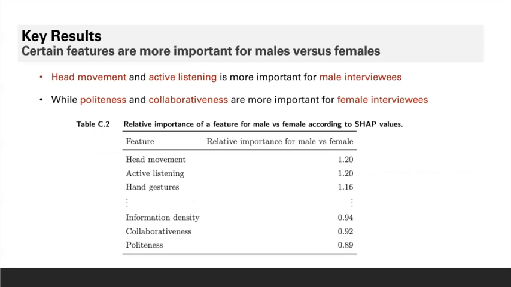We also find some interesting differences for what features matter more for male versus female interviewees. For example, head movement and active listening are more important for males, while politeness and collaborativeness are more important for female interviewees. For more details about our results and method, I would encourage you to look up our paper. It's available on SSRN, and it's forthcoming in Marketing Science. So hopefully some of you get a chance to read that paper.